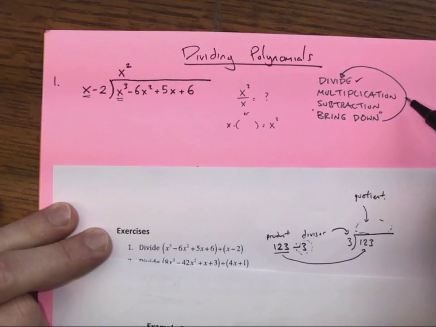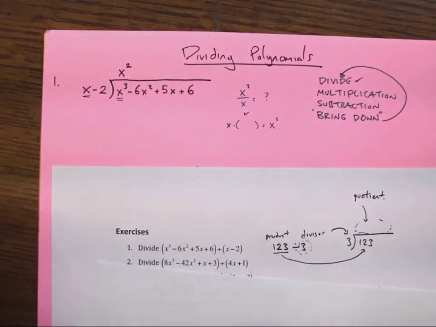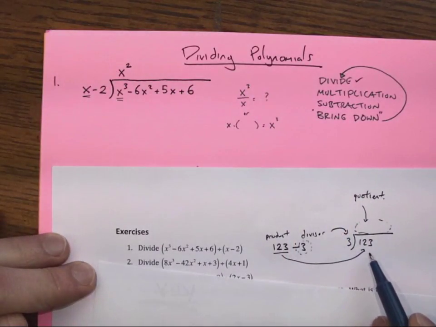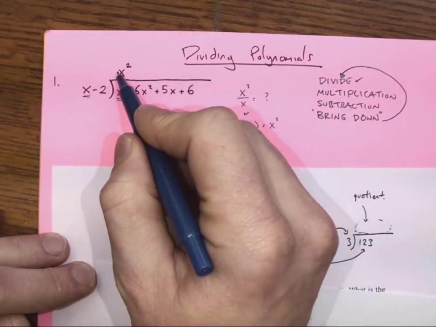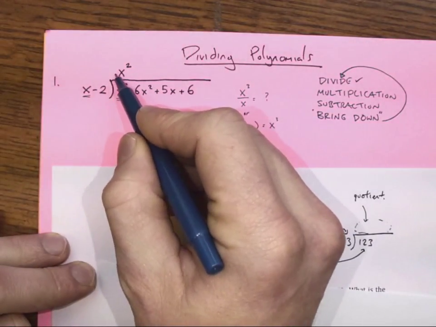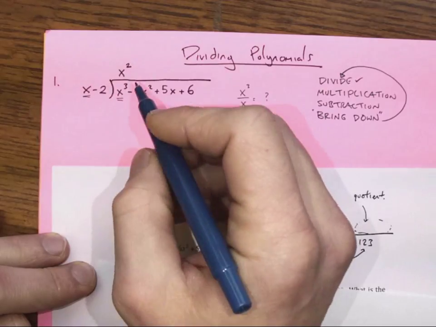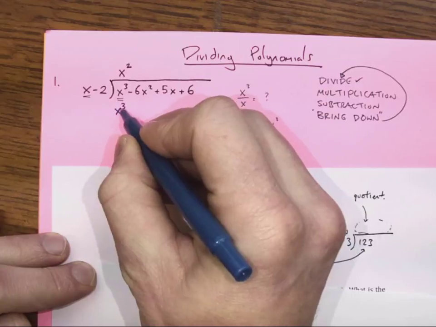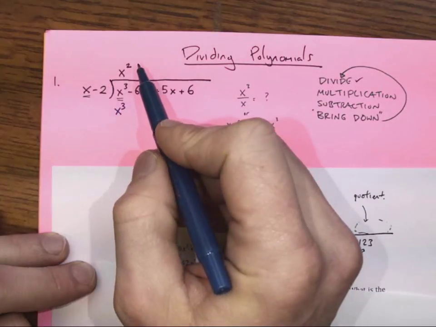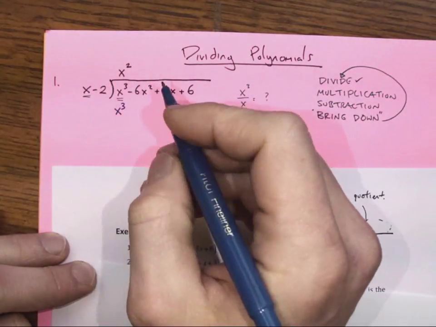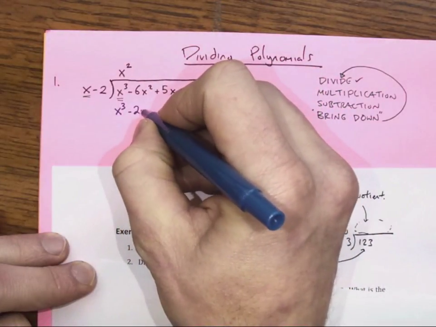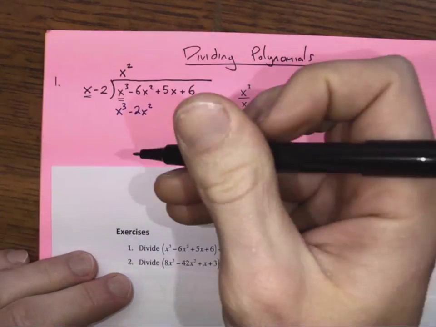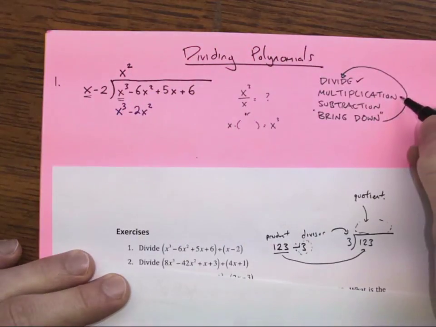And then we have a multiplication step. The multiplication is such that, and this is how it's different than a regular long division question, we actually have 2 terms we're going to multiply x squared by. So we're going to multiply x squared by x and write that here. And then I'm going to multiply x squared by negative 2, which gives us negative 2x squared. And so that's the multiplication step.